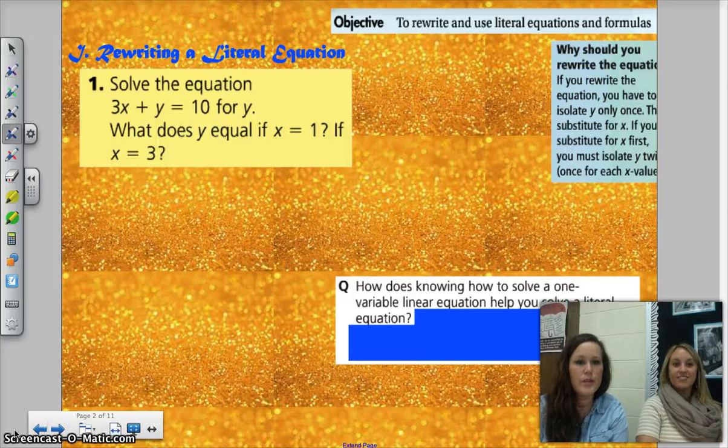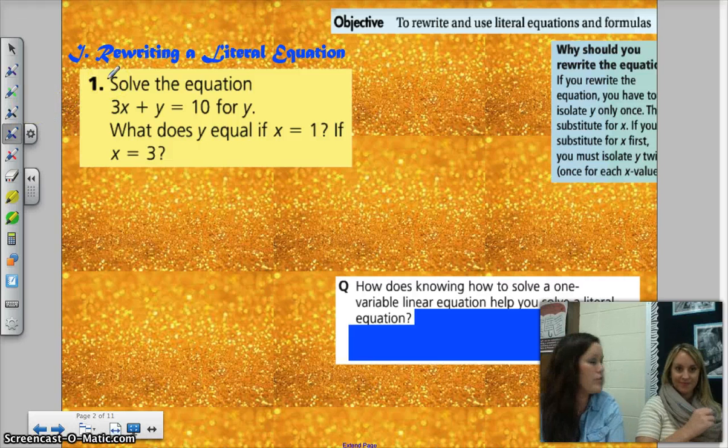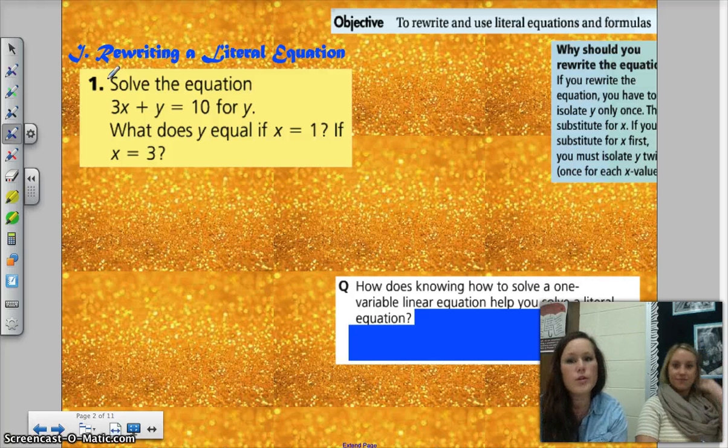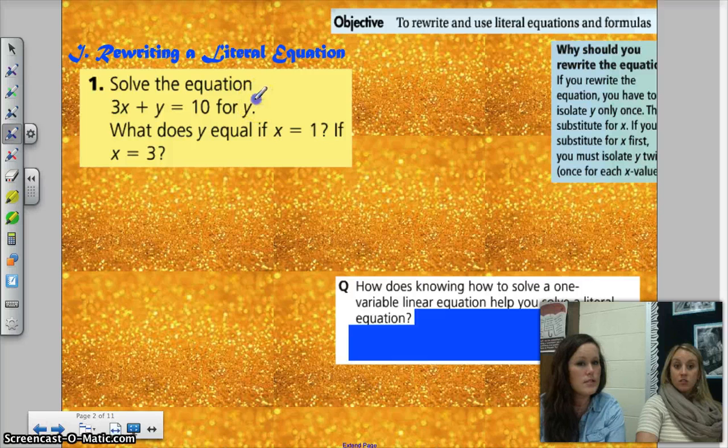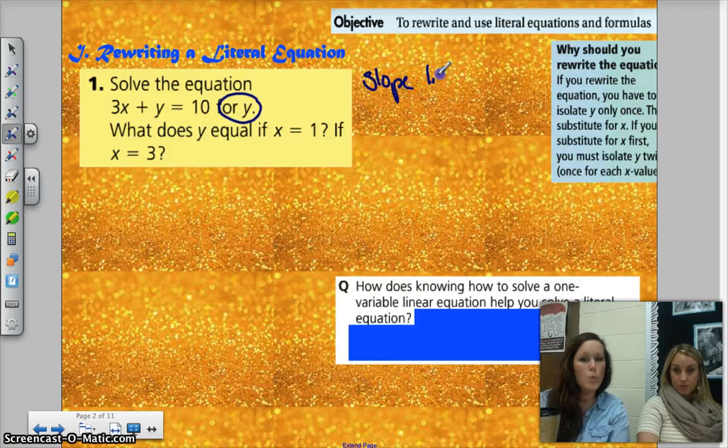Okay, so here we have a literal equation where we have two variables, x and y, and they are both on the same side of the equal sign. Oh no! It's okay. You can rewrite it in slope-intercept form. So this is standard form. So it says solve for y. We want to write it in slope-intercept form, which is y equals mx plus b.